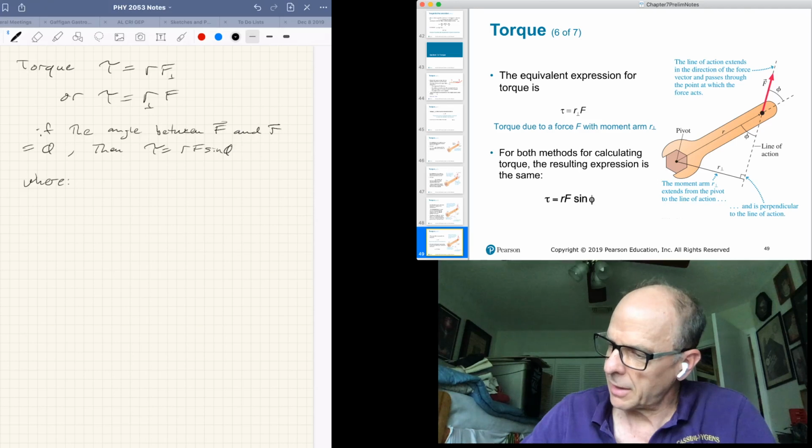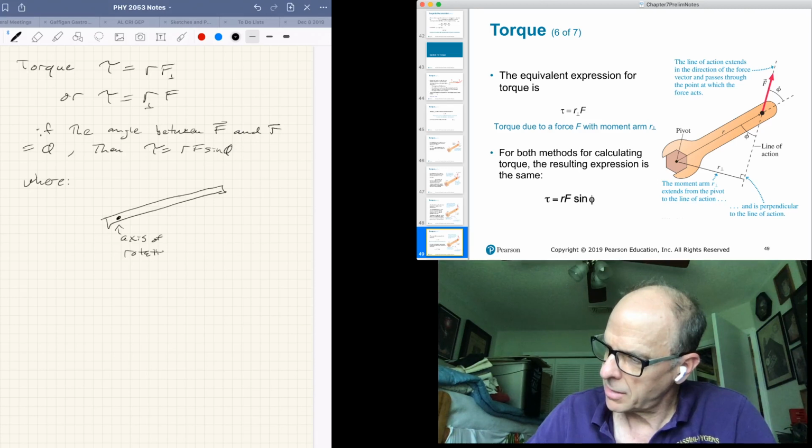where things look like this. I'm just going to draw a beam. Here's our axis of rotation. And let's say that we apply a force here.